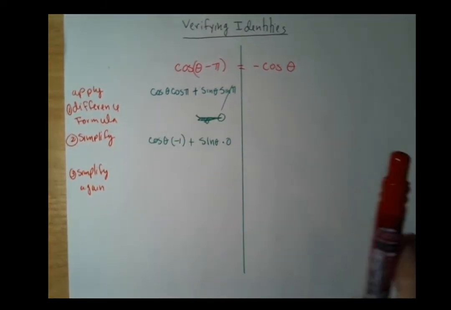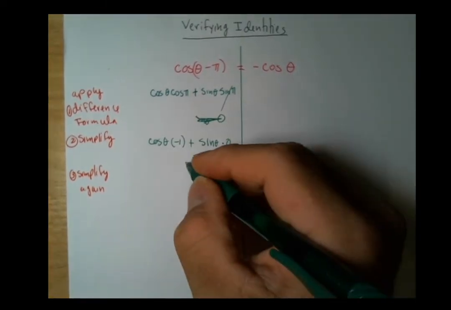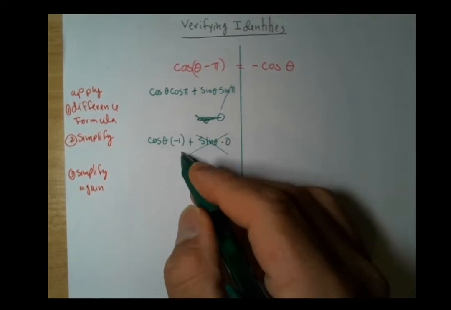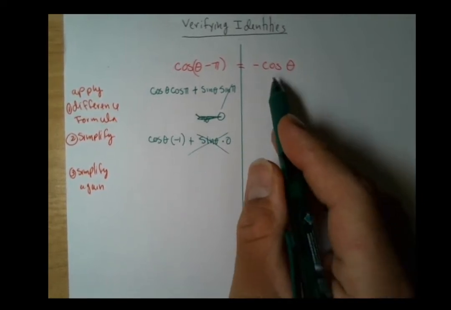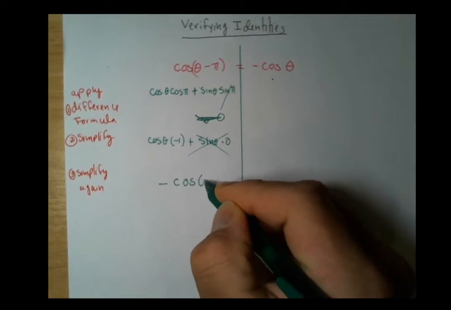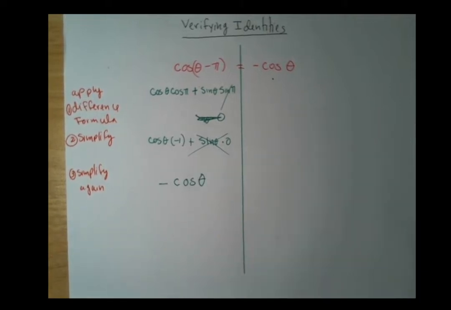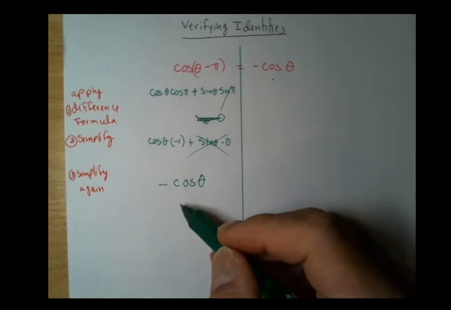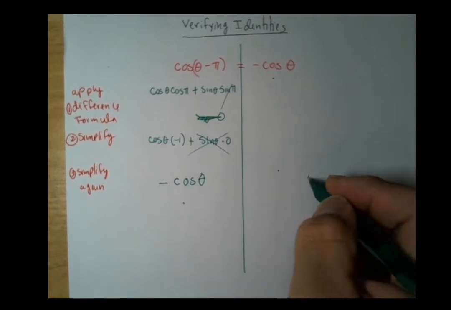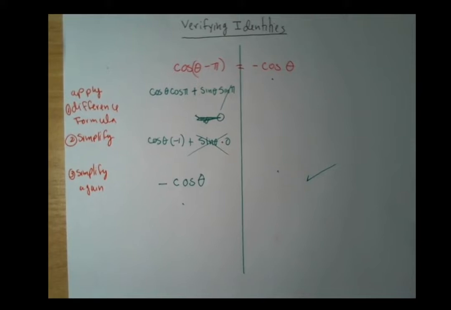0 times any value, whatever that value of sine is, it's still 0, so that part goes away. And then here cosine times -1 is simply negative cosine theta. So you can rewrite this in this fashion here. And now we have proven the identity. This side is exactly the same as this side here. So that completes that problem.